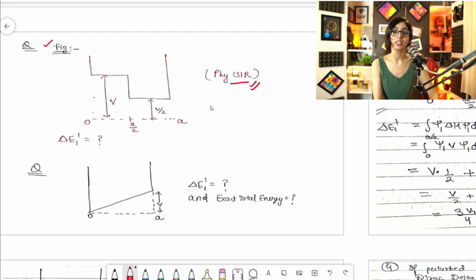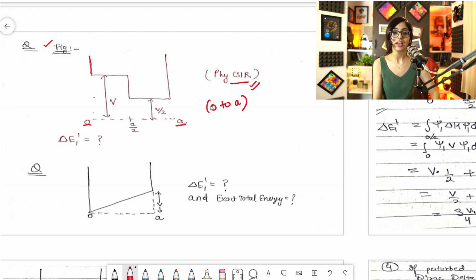This figure is given, this is a system. You can see this system looks like a box, a particle in a 1D box, right? Its length is 0 to A. Clear? And it has been perturbed. Can you see, for 3-4 videos we have been discussing systems that are perturbed, but only once, and we didn't see any figure.